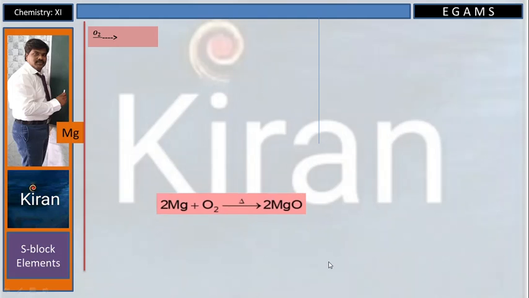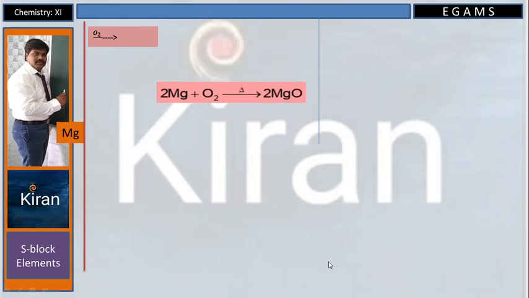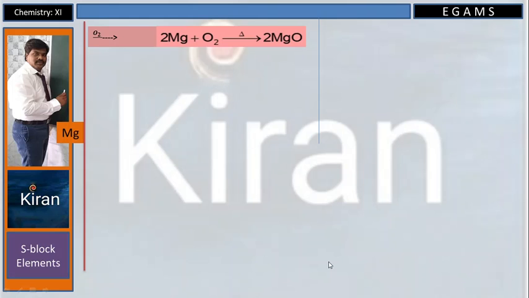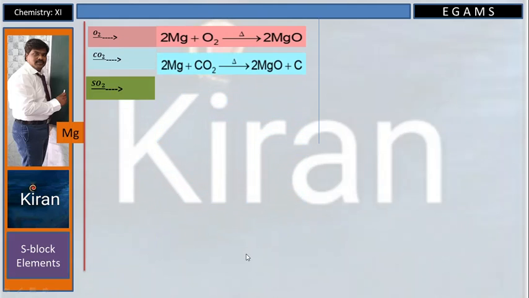Now, chemical properties of second A group elements. Here also I am taking magnesium. With respect to magnesium, I am going to finish it now and continue the class. Magnesium chemical properties: when magnesium reacts with oxygen, you will get magnesium oxide. When magnesium reacts with carbon dioxide, you will get magnesium oxide plus carbon. Magnesium reacts with sulfur dioxide, you will get magnesium oxide plus sulfur.